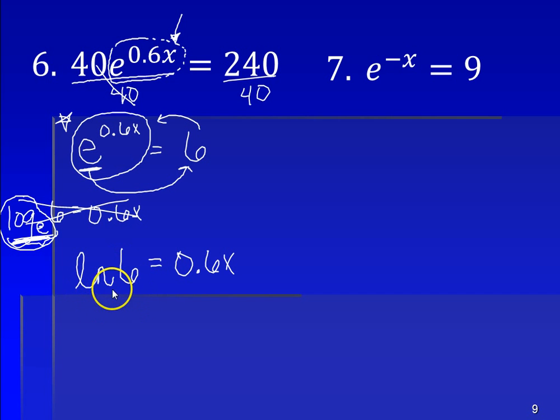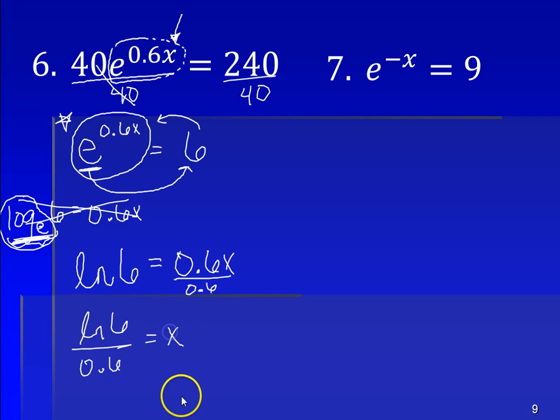Last step, since natural log of 6 is just a button, you can type that in your calculator, right? How am I going to get x by itself? I'm going to need to divide by 0.6. So natural log of 6 divided by 0.6. If you haven't typed it in yet, go ahead and do so. X equals 2.986.